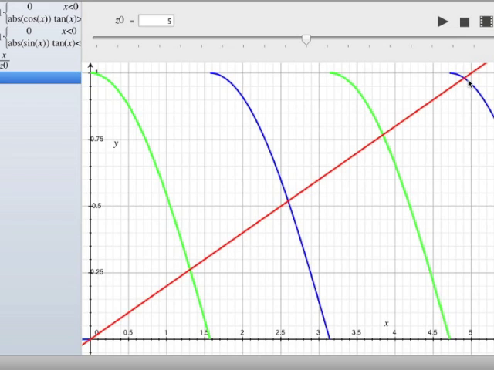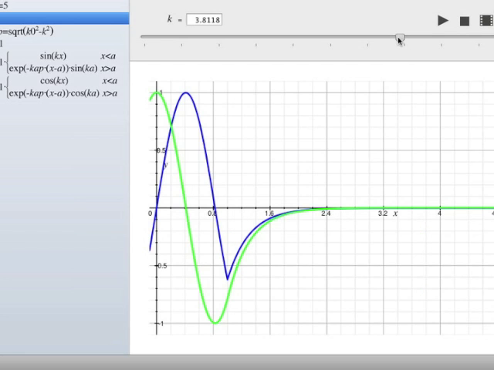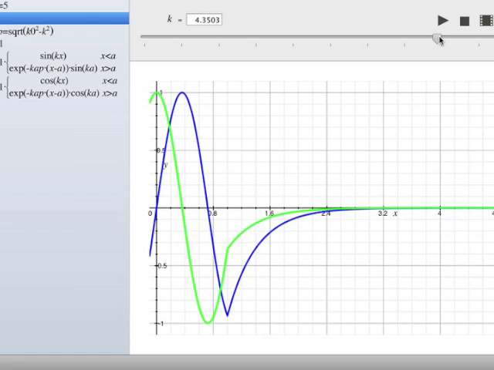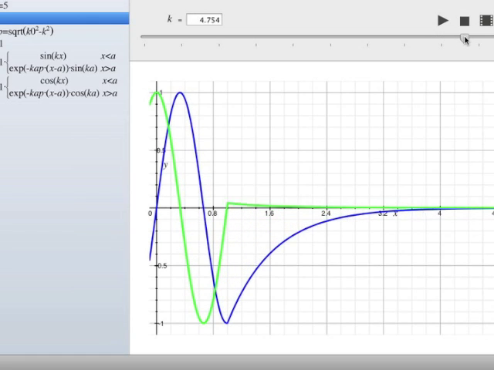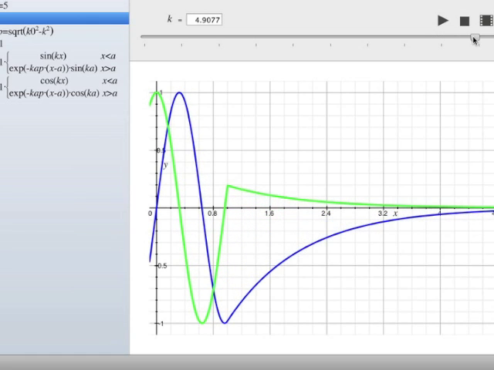And here we see that the last solution looks like it's going to be right around 4.9 or so, almost 5, not quite, 4.9. Let's dial that in. And this is going to be an antisymmetric solution. Let's go ahead and dial it up, 4.9. There it is.